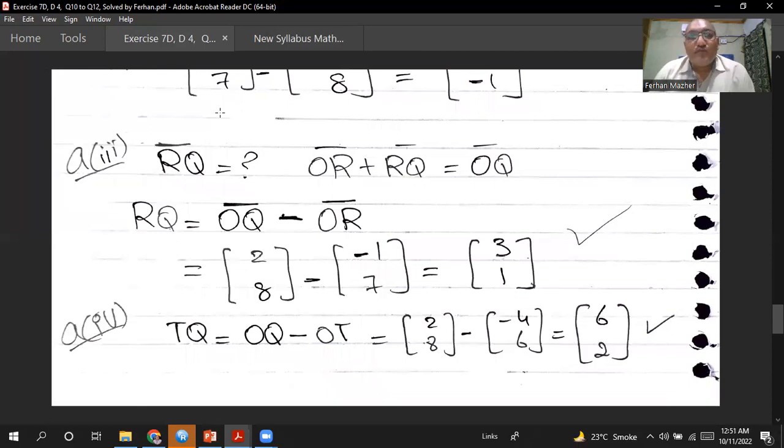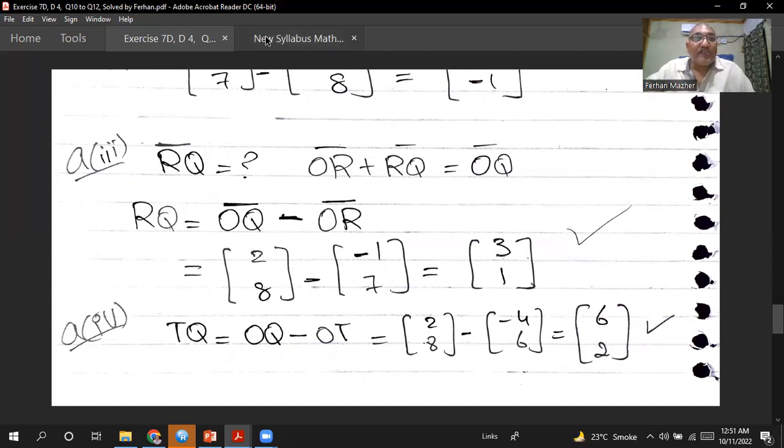So OQ is the position vector of the point Q, and that will be (2, 8) in the column vector, minus OR, whose position vector is (-1, 7) in the column vector. So when you subtract them, 2 minus minus 1, that will be 2 plus 1, that will be 3. 8 minus 7, that will be 1. So (3, 1), that's in the column vector form. That's the RQ vector. I hope you understand.